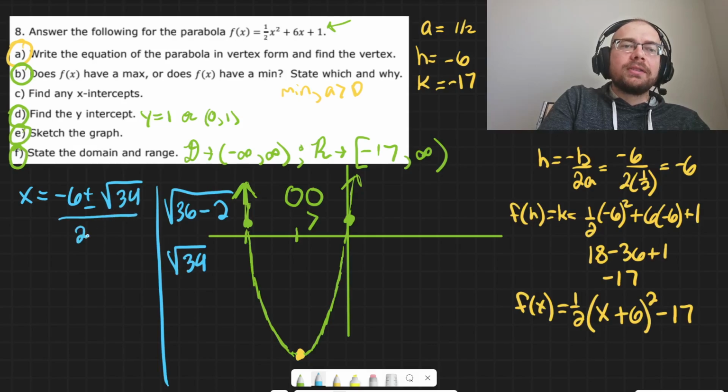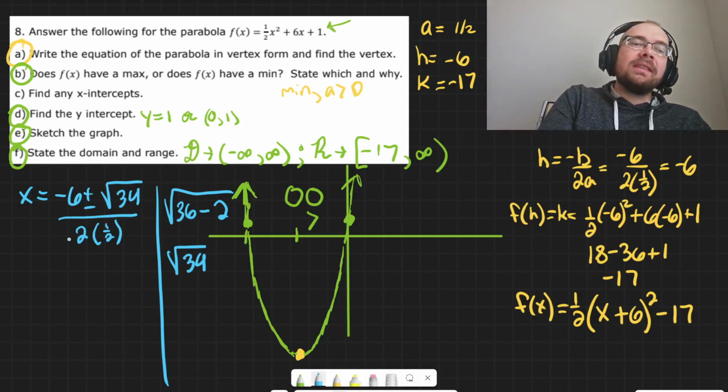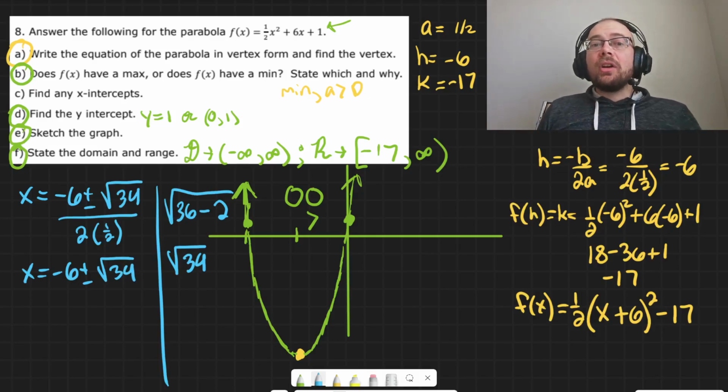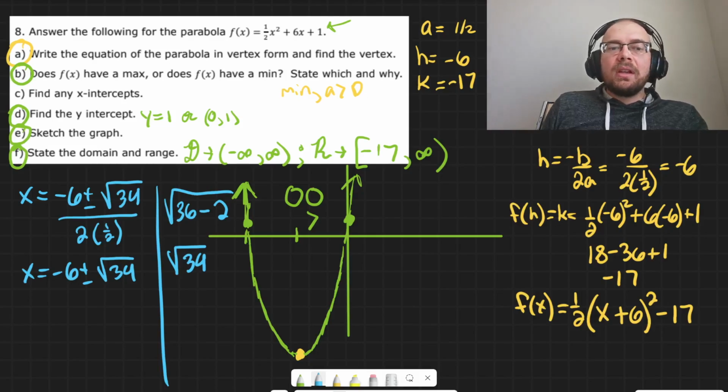All over 2a, which is going to be 2 times 1/2 again. So that's going to be 1. So I don't need that denominator. x is going to be equal to negative 6 plus or minus the square root of 34. And that's as far as you can go unless you type it into a calculator, and then it's going to be getting you decimal approximations for answers.